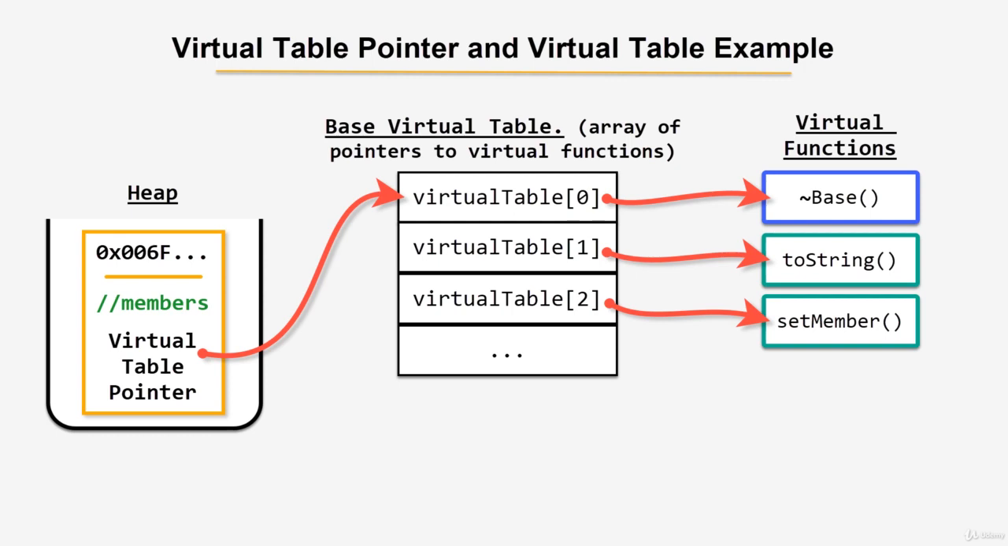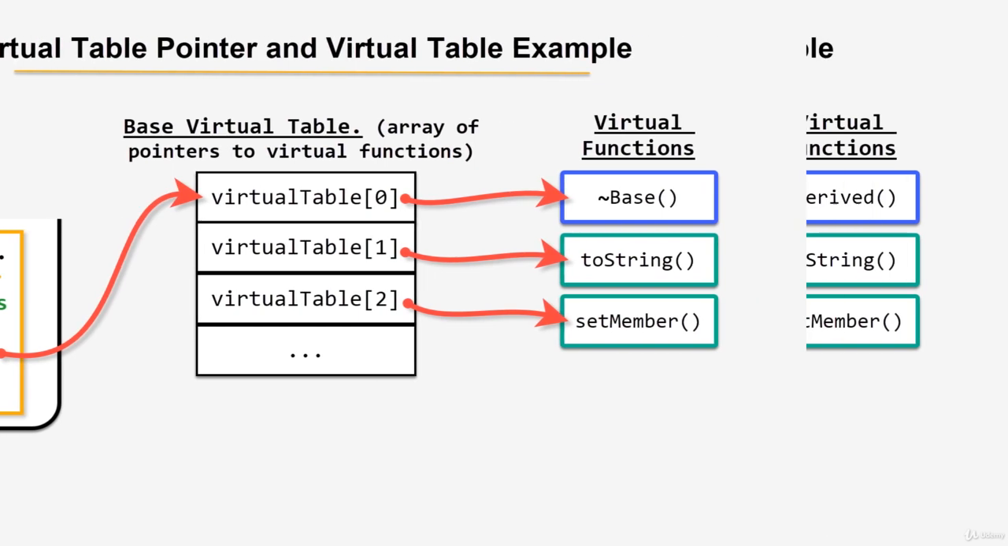In this example we have an instance of the base class on the heap, and so the virtual table pointer is going to point to the base virtual table, the virtual table that is associated with the base class, and the pointers in that virtual table are going to point to the virtual destructor, the virtual toString, and the virtual setMember function that are basically associated or defined with that base class definition.